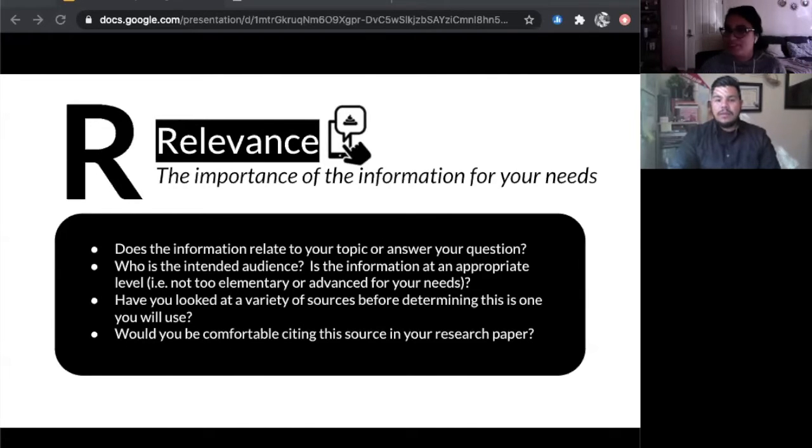The R stands for relevance, or the importance of the information for your needs. So the questions you should consider here are: does the information relate to your topic or even answer your question? Who is the intended audience? Is the information at an appropriate level, for example, is it not too elementary or too advanced for your needs? Have you looked at a variety of sources before determining this is the one you would use or even need? Would you be comfortable citing this source in your research paper if you were writing one?